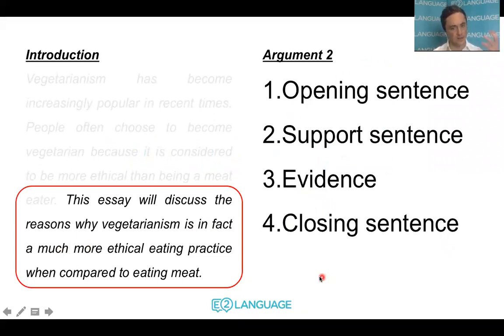Okay, so we looked at this introduction that said vegetarianism has become increasingly popular in recent times. People often choose to become vegetarian because it is considered to be more ethical than being a meat eater. This essay will discuss the reasons why vegetarianism is in fact a much more ethical eating practice when compared to eating meat. We did argument 1, which was harming of animals. I want you to write a full paragraph for argument 2, using the opening sentence, the support sentence where you add information, the evidence where you give an example or some data or statistics or a recent study, and then a closing sentence. I'm going to give you 5 minutes to do this. And when you've done it, please type it into the Q&A, okay?